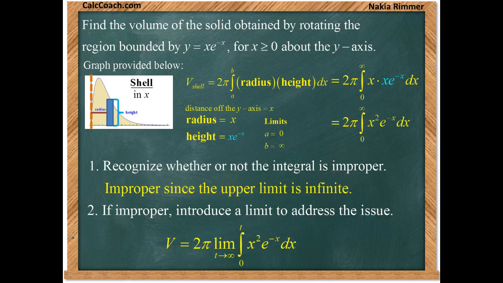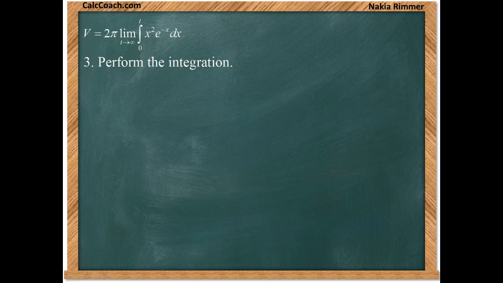So the volume will be 2 pi times the limit as t goes to infinity, the integral from 0 to t of x squared e to the negative x dx. The major two parts that are left are our job to integrate, which will be somewhat troublesome, and our job to evaluate the limit. Let's integrate first. Well, how are you going to integrate x squared e to the negative x?